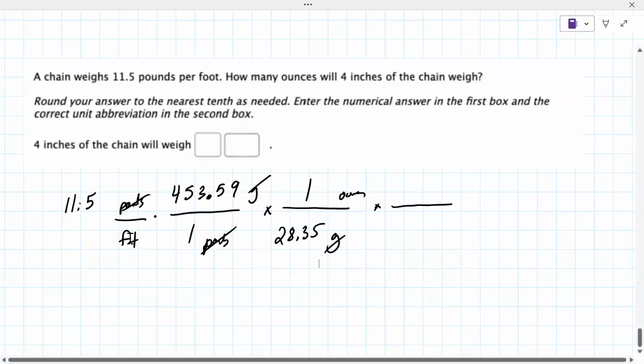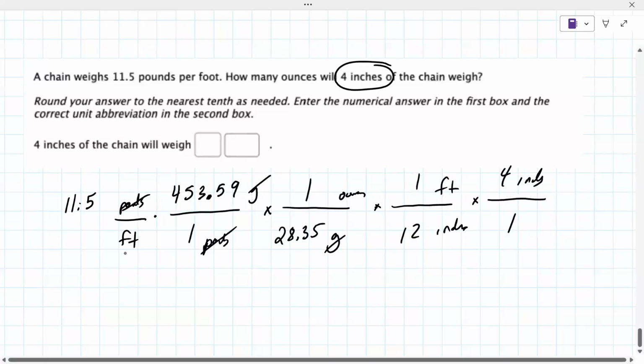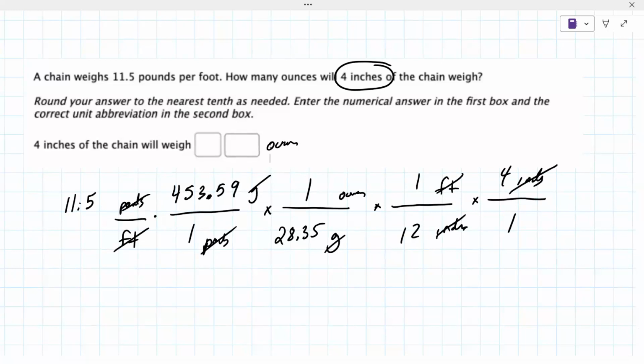Then we want to convert the feet now. So feet to inches, there are 12 inches in 1 foot, but you have 4 inches here. So that's where the 4 inches comes into play. Feet cancels feet, inches cancels inches. So the final answer is in ounces. Let's see if we can get this rounded to the tenth as needed.